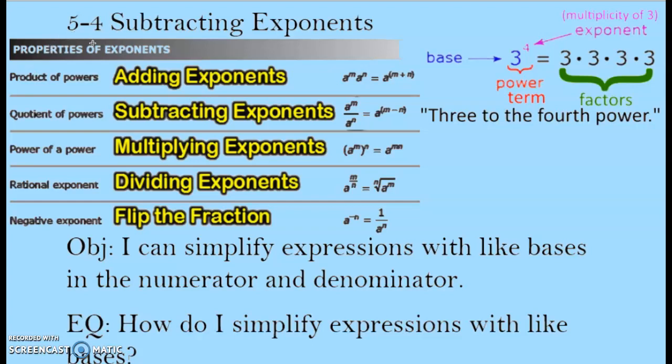Lesson 5-4, Subtracting Exponents. Objective: I can simplify expressions with like bases in the numerator and denominator. Essential question: how do I simplify expressions with like bases? We're going to be using this subtracting exponents property, quotient of powers. So a to the m power over a to the n power equals a to the m minus n power.